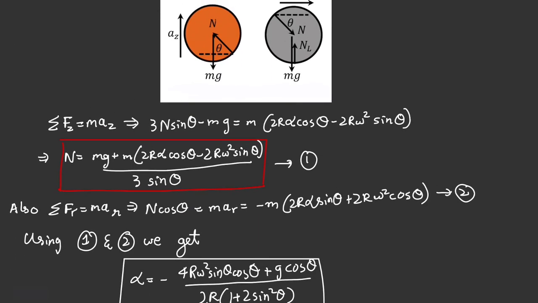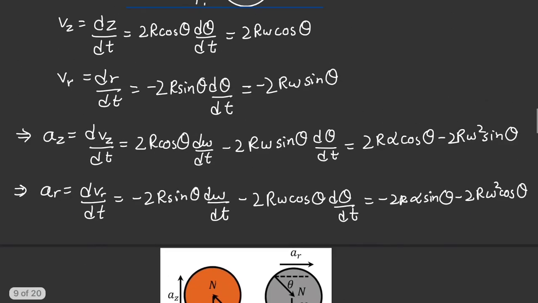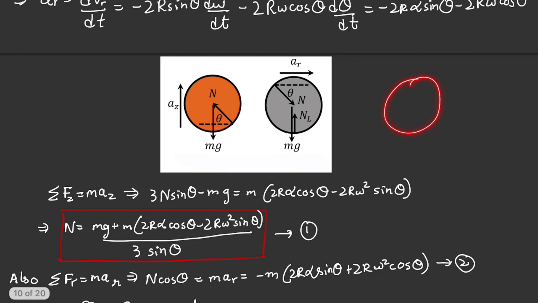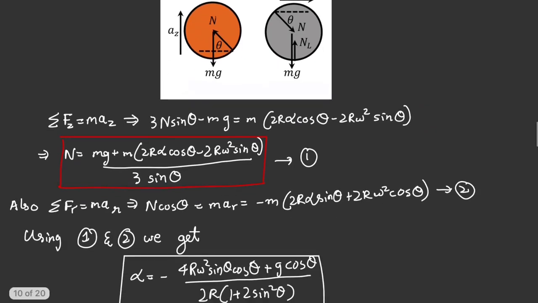Now let's draw the FBDs for each ball. First of all, the top ball: there's a normal force perpendicular, acting towards the center at an angle theta, and there's of course mg. So in the vertical direction, remember there are three normal forces acting, one from each ball. So 3N sin theta minus mg is nothing but m into 2r alpha cos theta minus 2r omega square sin theta. So now we get the normal force to be mg plus m times 2r alpha cos theta minus 2r omega square sin theta, whole divided by 3 sin theta. This would be equation number 1.